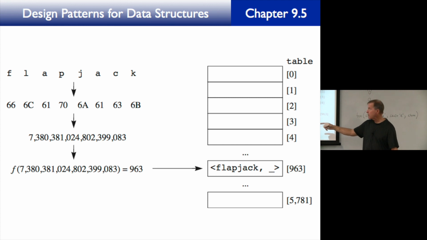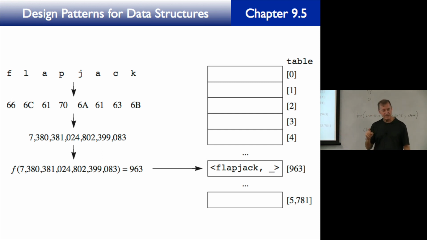Then where do we put it? We put it in table sub what? 963. And if our table has, I just made this number up, it has no significance, but if the table has 5,782 entries indexed from 0 to 5,781, then it'll fit. And as long as this function is designed to give us a number within that range, boom.